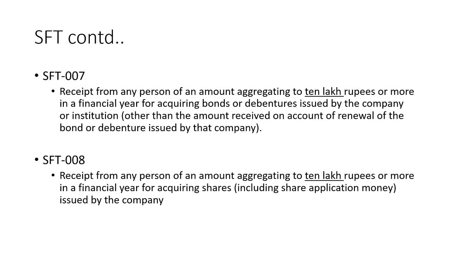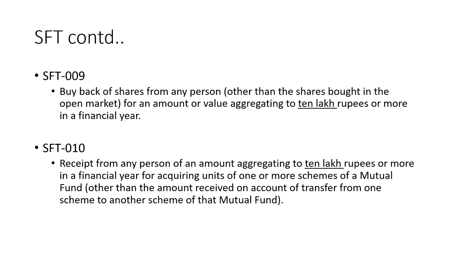Then receipt from any person of an amount aggregating to 10 lakhs or more in a financial year for the acquisition of the shares of a company. So this is new information in 26AS. Buyback of shares: when a company buys back shares from the shareholders, that information will be available in 26AS. How much money has been paid by the company for buying the shares will be disclosed in 26AS.